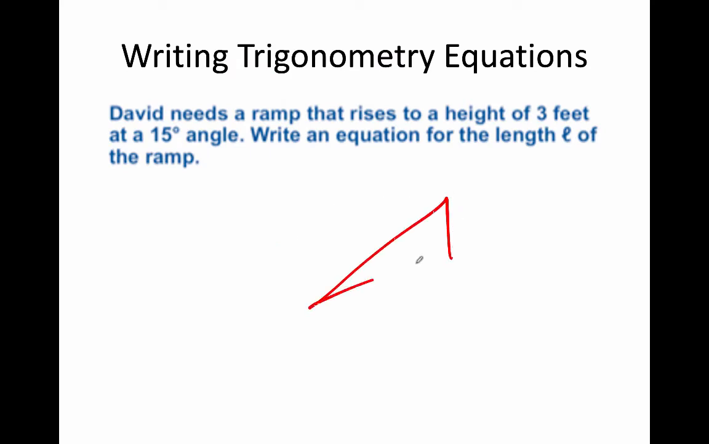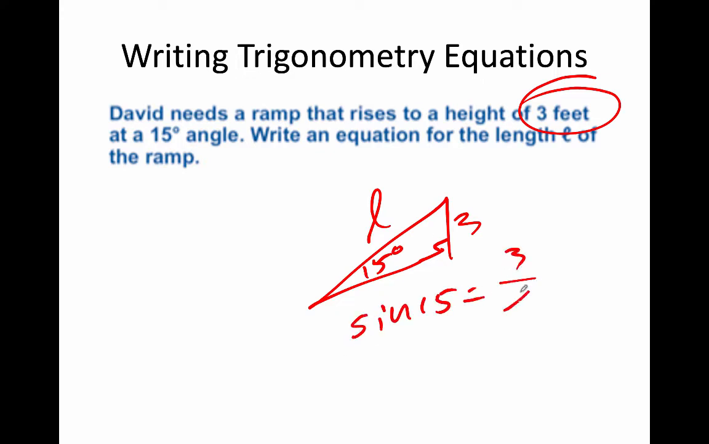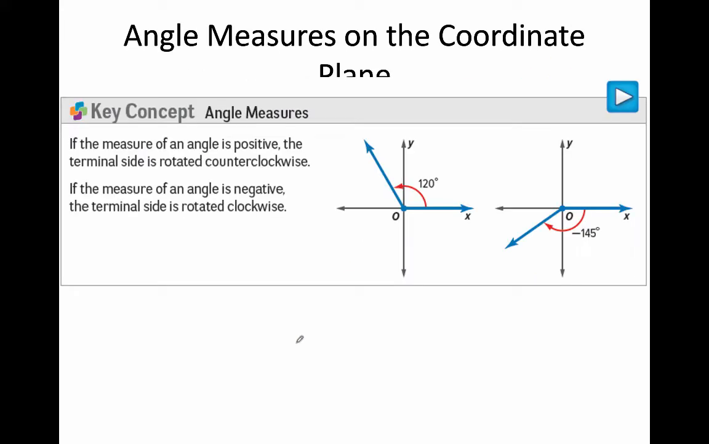Write an equation for a ramp. I didn't draw that very well. It rises to a height of 3 feet, that's over here, 15-degree angle. What is the length of the ramp? The ramp would go up, so I would be talking opposite. I would be talking sine of 15 equals 3 over L, crisscross. L equals 3 divided by sine 15 degrees. There you go.